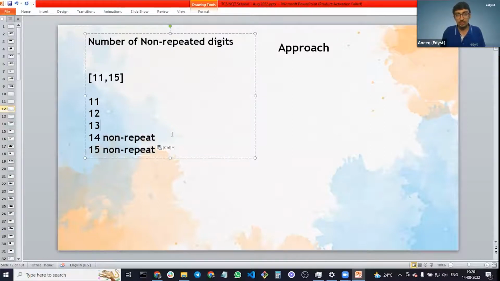14 is also a non-repeat. It's 1, 4, two distinct numbers. Non-repeat, non-repeat. This has repeated digits. 11 itself is repeated, right? So we get how many? In this interval, the answer is equal to 4. 4 numbers which have non-repeating digits. That is completely unique numbers. Only 4 numbers.